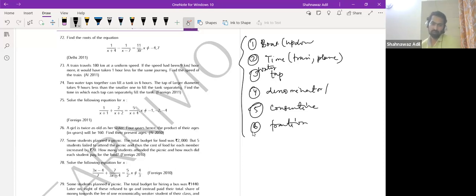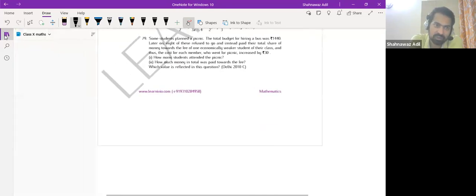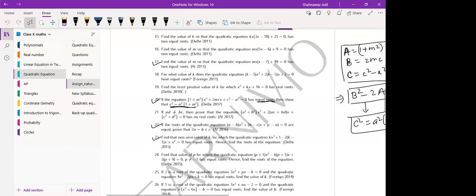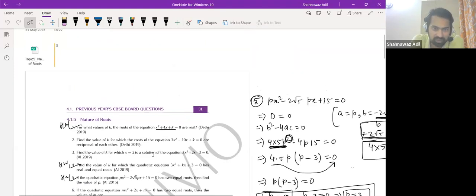You guys practice. The important one is the age problem. Okay, so let us stop here. In the next class, what should we do? Should we try more questions from this chapter, or should we move on to nature of roots? What should we do, guys? Okay, nature of roots. So in the next class, we'll start nature of roots.